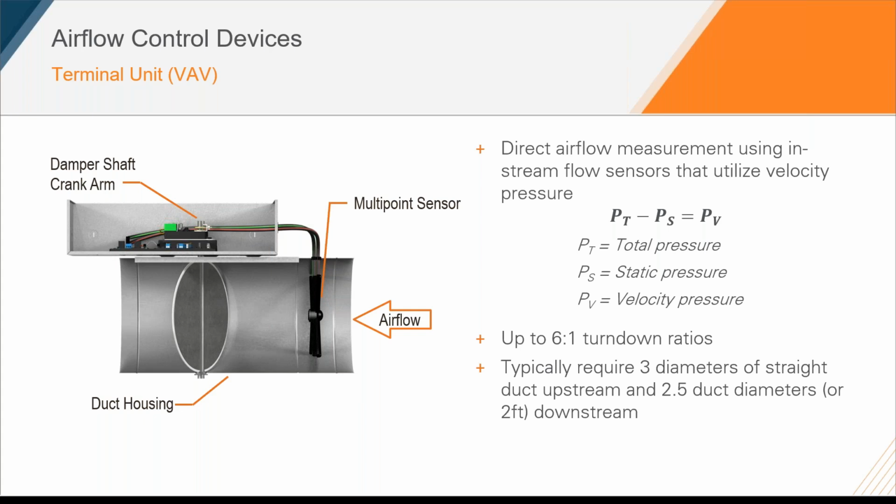Now, with terminal units, we're typically going to see about a 6-to-1 turndown ratio. Again, depending on the valve size you select, the turndown ratio will slightly vary. And the other requirement you're typically going to see with your classic terminal unit is the requirement for straight duct. Since we're measuring velocity pressure, it's really important to have stable, non-turbulent flow across the sensor. So you're often going to see mandated straight duct at the inlet and the exit of the valve to ensure we can get that laminar flow across the sensor.